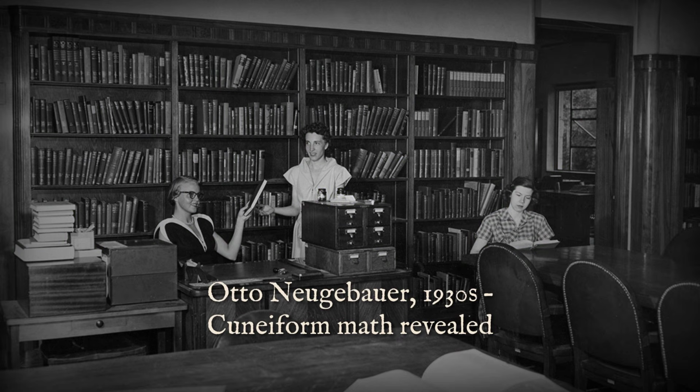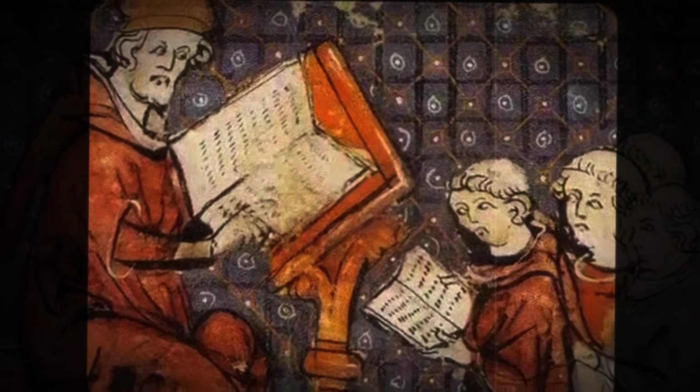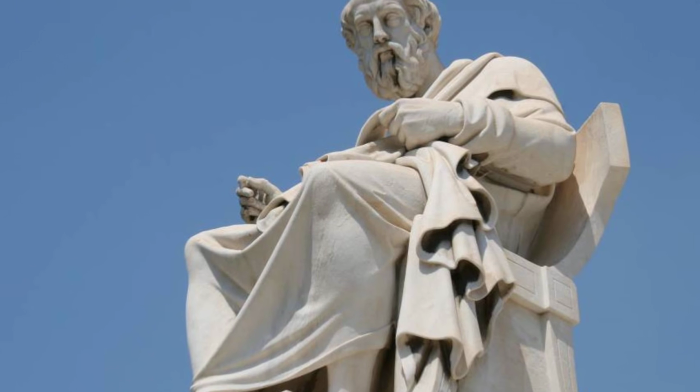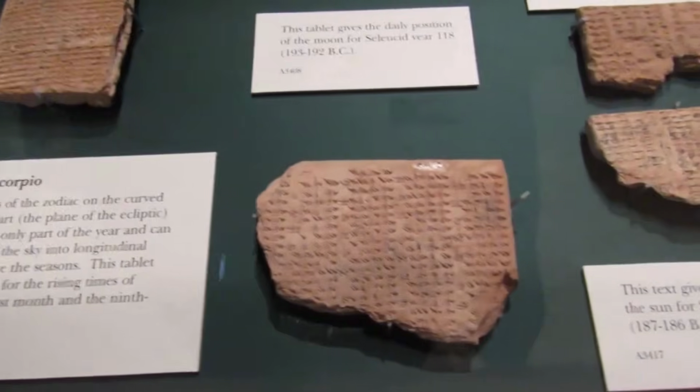Cuneiform mathematics was not published until Neugebauer in the 1930s. The entire European mathematical tradition, from the medieval universities through the Enlightenment, was built on the assumption that mathematics began with the Greeks, because the Babylonian record was literally invisible.